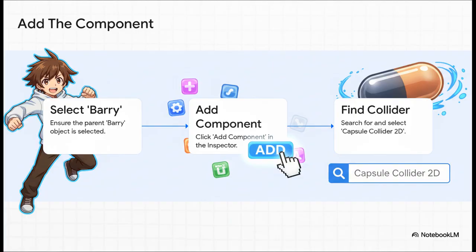All right, with our parent Barry object selected, I'm going to go over to the inspector and click that big Add Component button. In the search bar, I'm going to type Capsule Collider 2D. Now you might be asking, why a capsule and not just a box? Well, a box collider has sharp corners, and those sharp corners can get snagged on tiny little bumps in the ground. A capsule collider, with its nice rounded ends, is perfect for things that need to slide smoothly over surfaces, like, say, a snowboard. Let's click to add it.